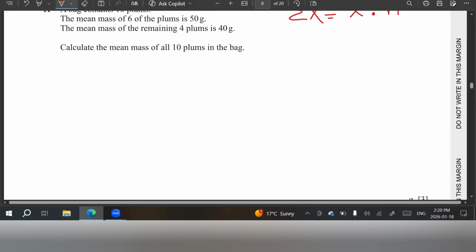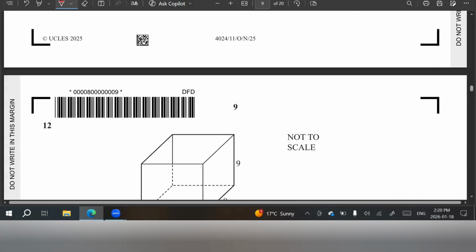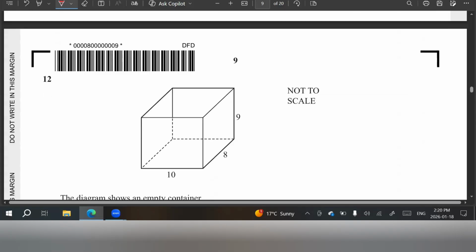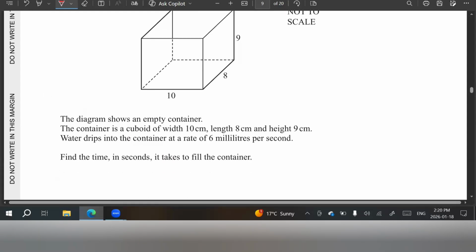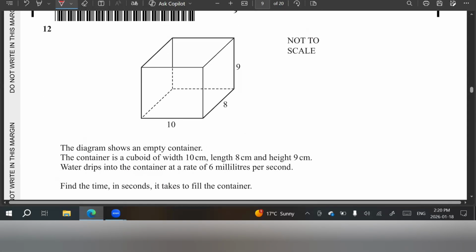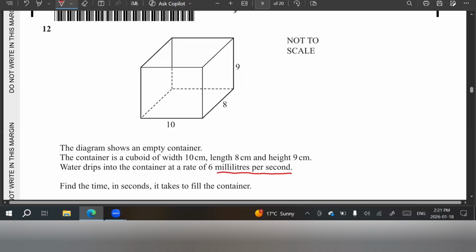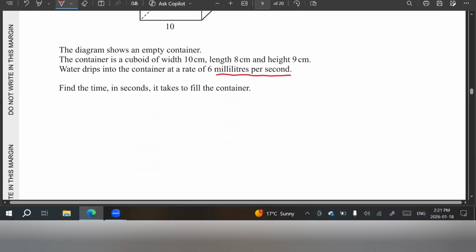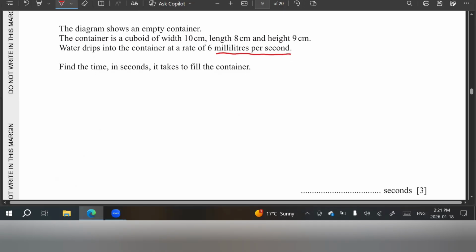Okay, then we are going to the next question, which is question number 12. Let me show you. The diagram shows an empty container. The container is a cuboid with width 10 centimeters, length 8 centimeters, and height 9 centimeters. Water drips into the container at a rate of 6 milliliters per second. Find the time in seconds it takes to fill the container. Let me show you how many marks we have for this question. There are 3 marks for this question.